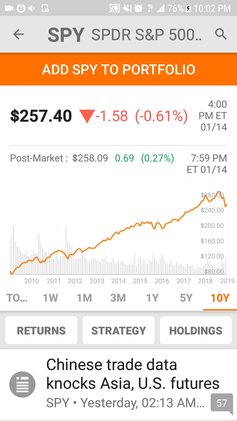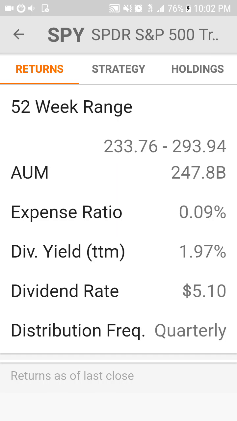Next, I'm going to go into the returns. Under that, you can see the 52-week range. $233.76 was the 52-week low, and $293.94 is the 52-week high. Within that range, you can see where the current price is relative to that range. If it's on the very high end, closer to 293, then it may set an all-time high, or it may dip. If it's at the very low end of the 52-week range, then there's more potential for upside.